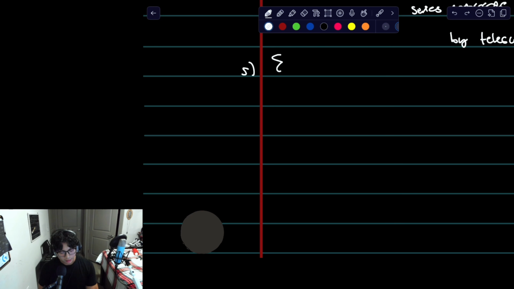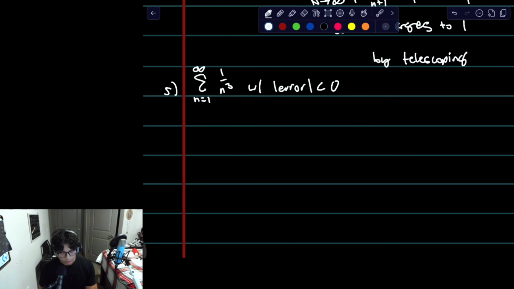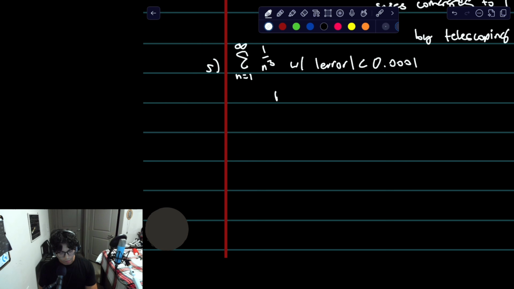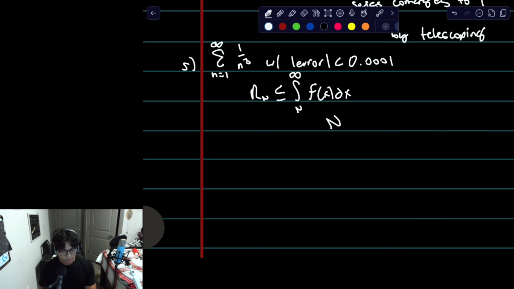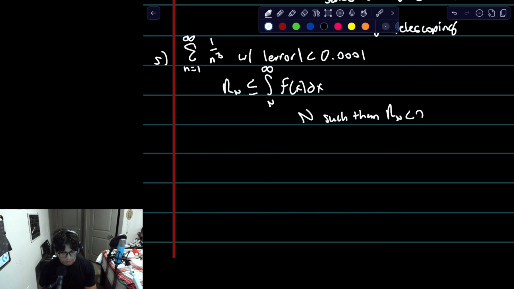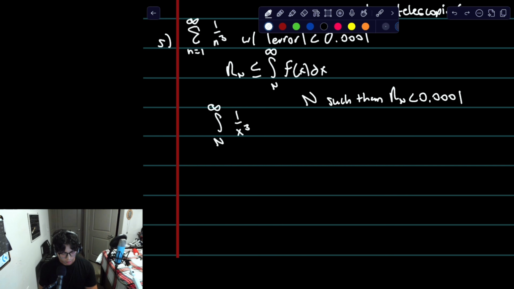Now last but not least, let's do an approximation problem of an infinite series starting at 1 of 1 over n cubed with error less than 0.0001. Now our r of n, which means our error remainder, is going to be bounded by our improper integral of f of x dx, meaning we have to find an n such that r of n is less than 0.0001. So let's take our improper integral from n to infinity of 1 over x cubed dx, where I just translated this 1 over n cubed to an f of x.